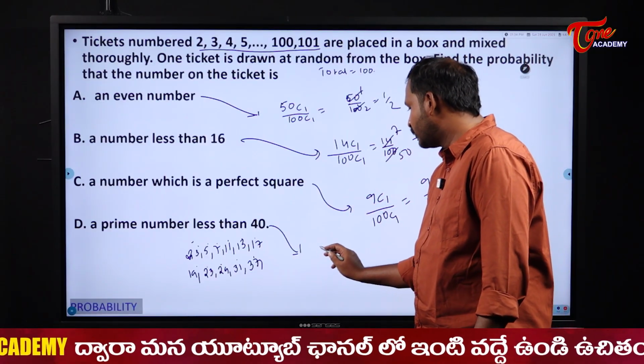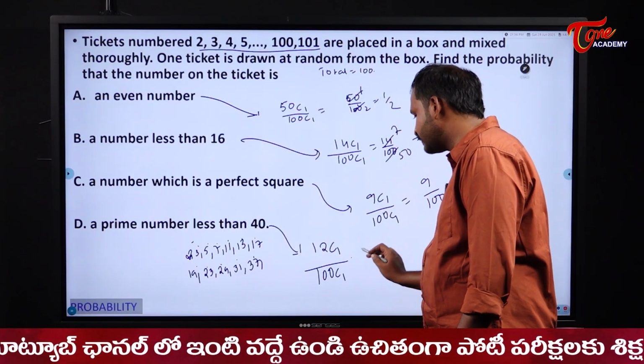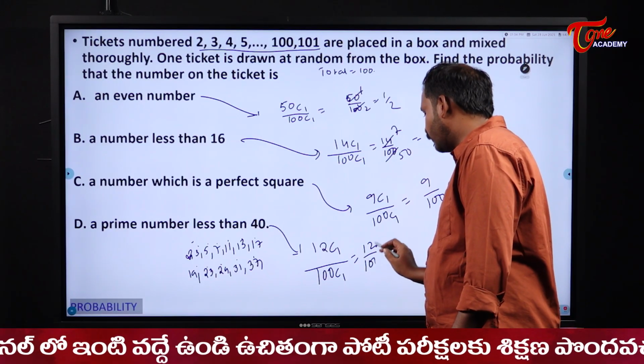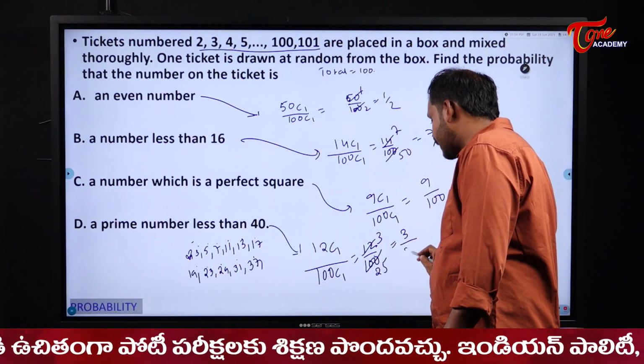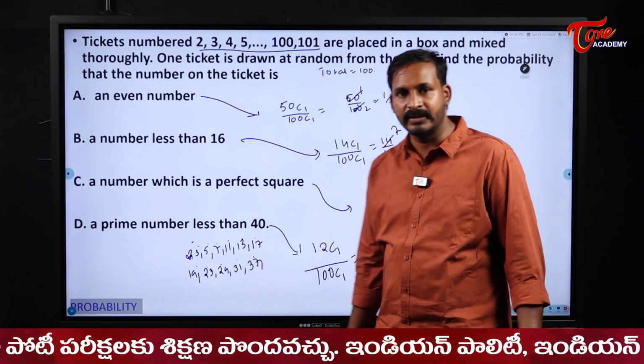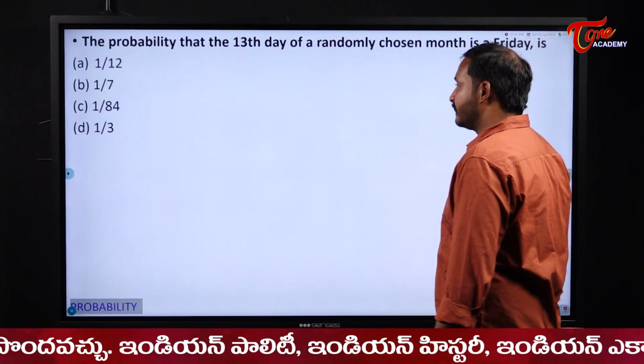So what will become? 12 C1 by 100 C1. It becomes 12 by 100. So 4 3s are 12, 4 25s are 100. So my probability here becomes 3 by 25. Next one.